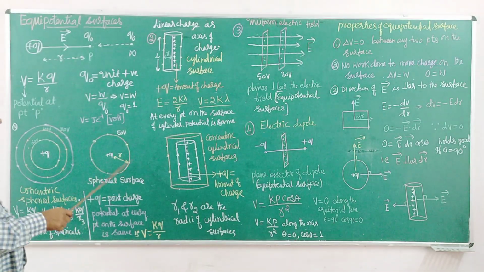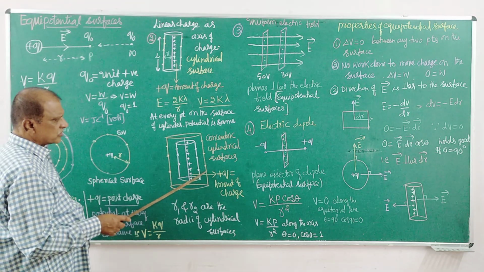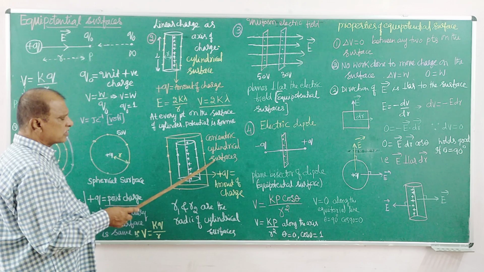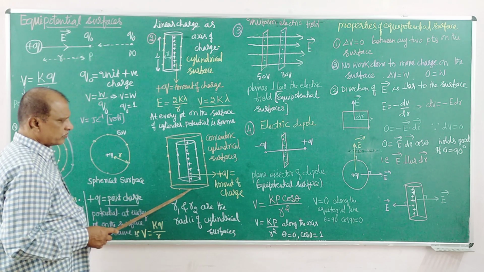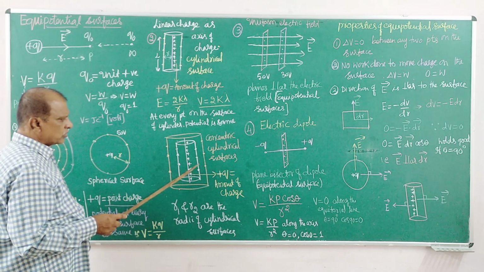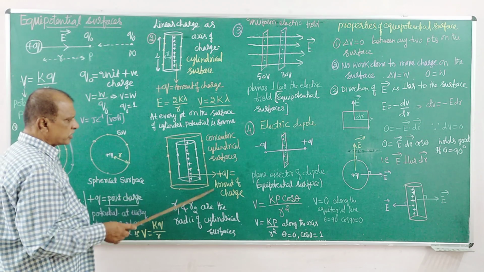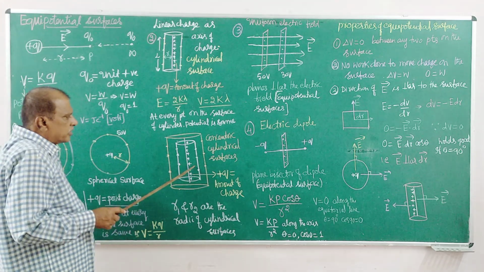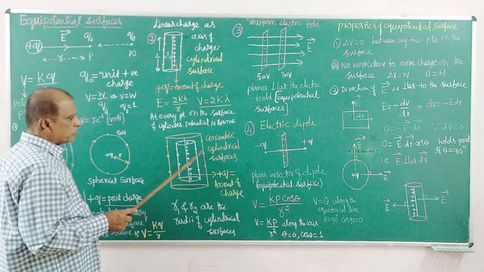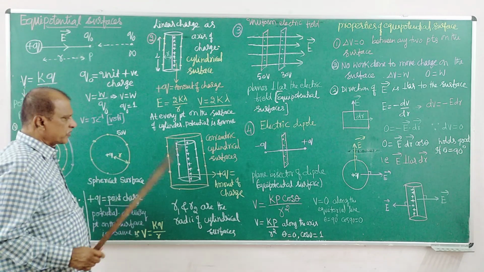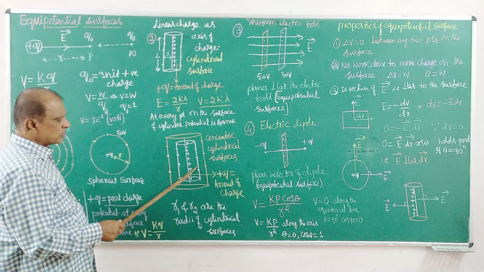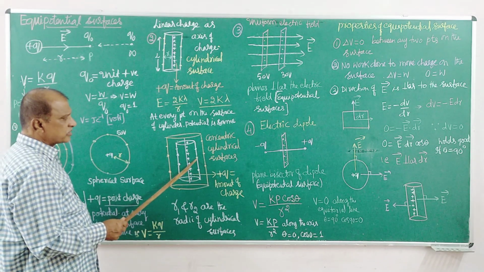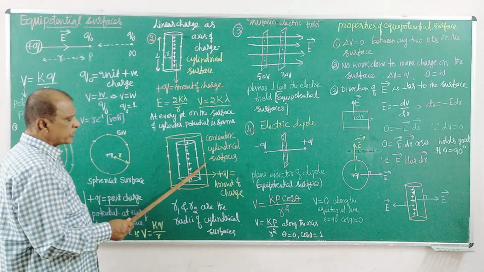In the same way, we can have a number of cylindrical surfaces, concentric cylindrical surfaces. What does concentric mean? Same axis as the linear charge. One cylinder, one more cylinder, with only the radius of the cylinder different. You have larger and larger surfaces. Each surface is an equipotential surface, a cylindrical surface. This is also an equipotential surface, but the potential is different. Here higher potential, there lower potential.